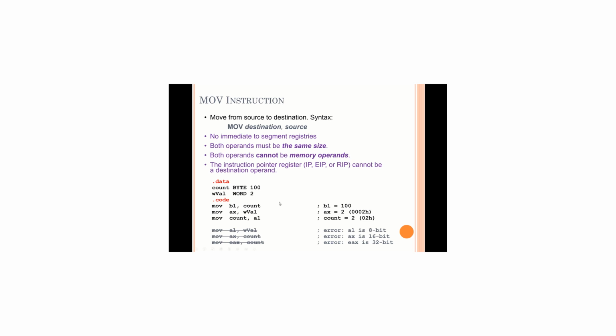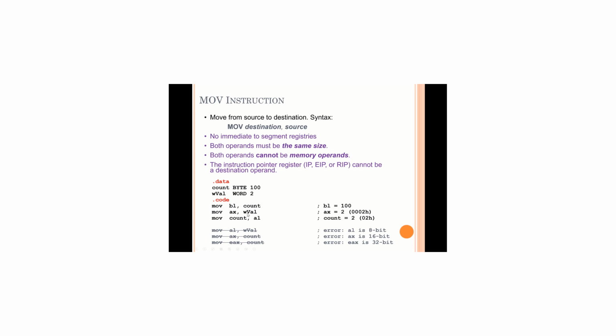Let's look at a few examples. In the data segment here, we are going to define a label count as a byte with the initial value set to 100, and then we have WVal, which is a word with the initial value set to 2. Now, in our code segment here, we are going to move count to BL. Now, remember, count is a byte, and BL is also an 8-bit register. So this is fine. You can move count to BL.